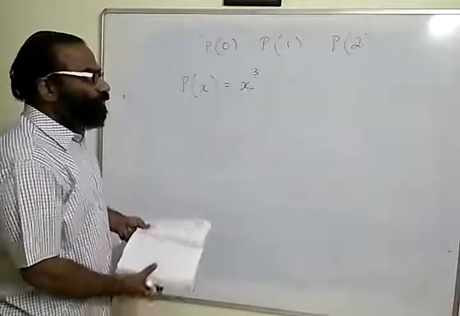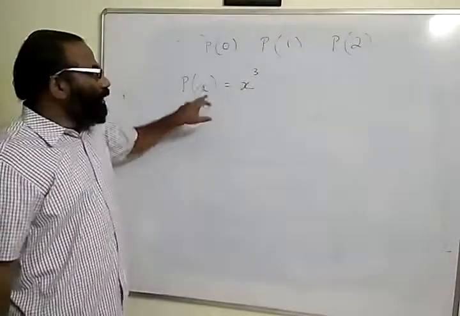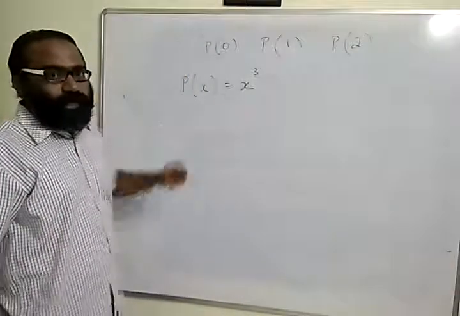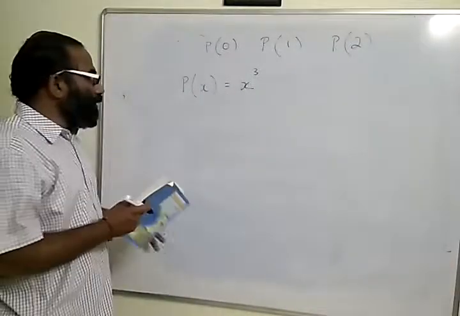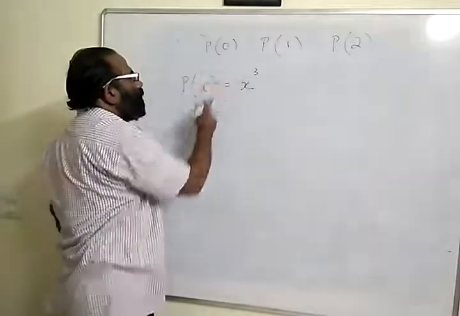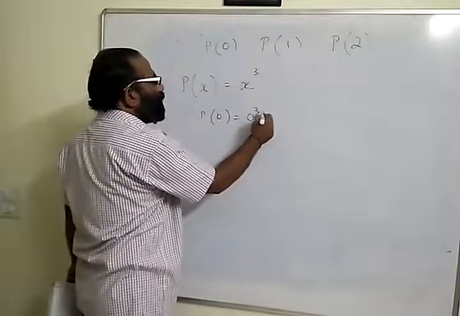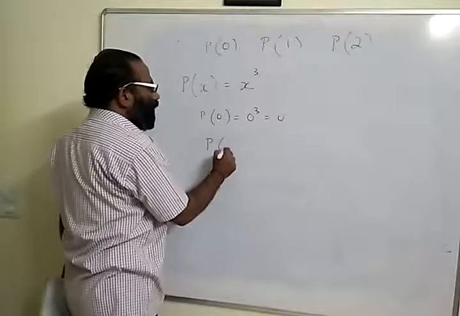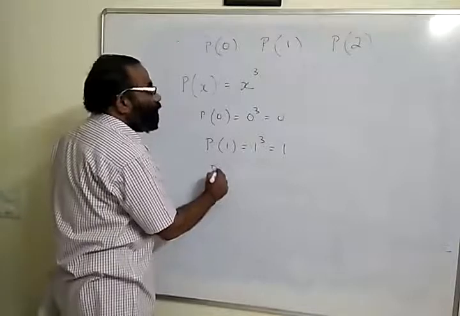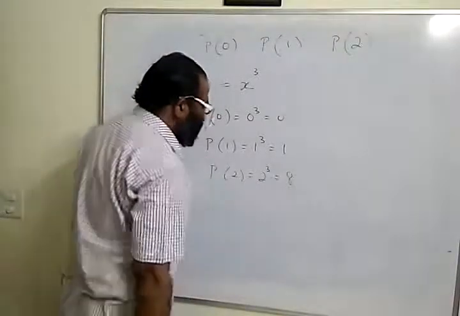So we have to be very careful, because if it is a function of x, all the variables should be in x. It can't be a function of x and the other one being a t. So please be careful and correct the one that I had done just now. So p of x is equal to x cube. So when x is 0, p of 0 equals 0 cube, which is 0. P of 1 equals 1 cube, which is 1. P of 2 equals 2 cube, that will be equal to 8.